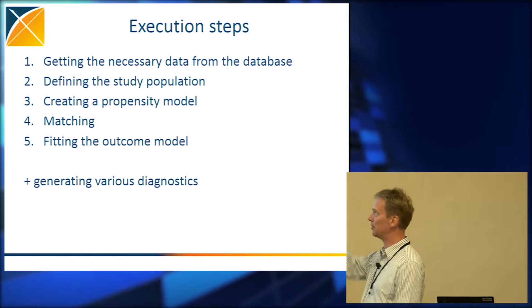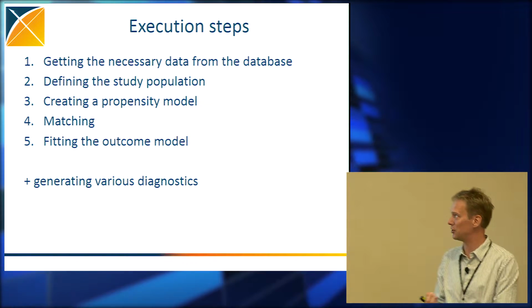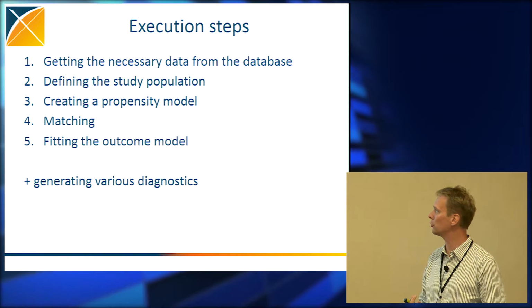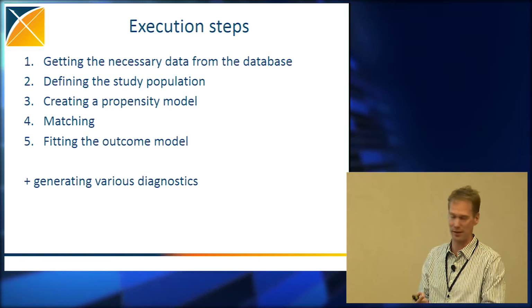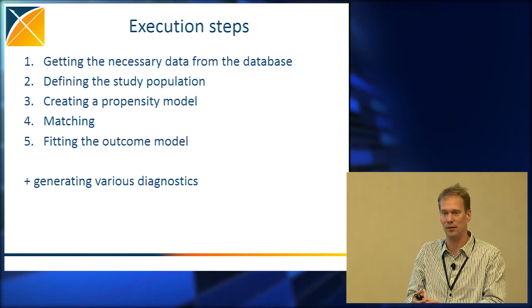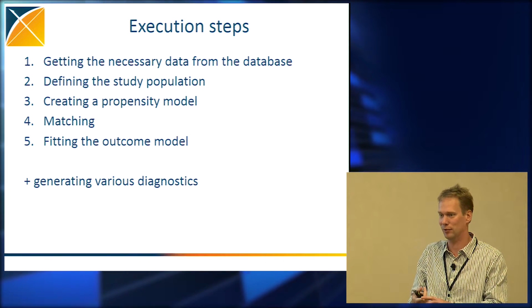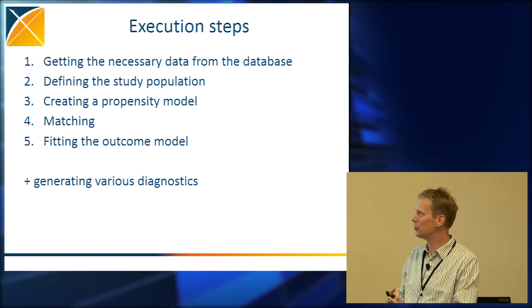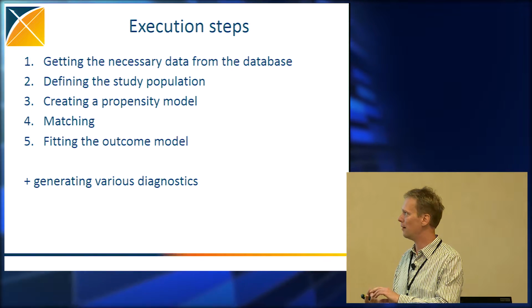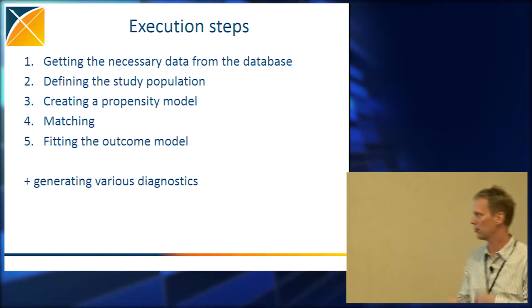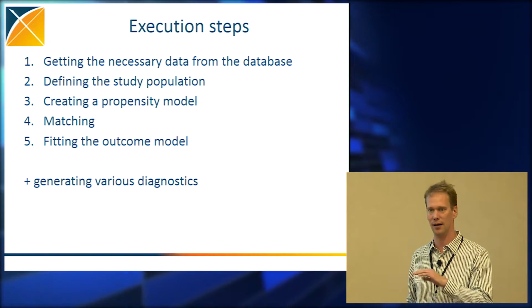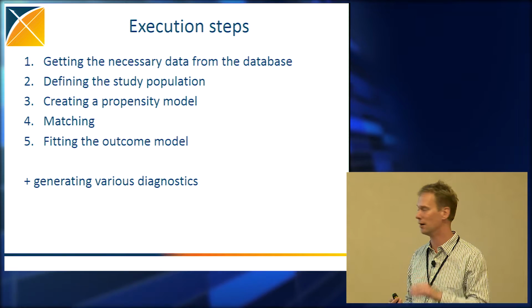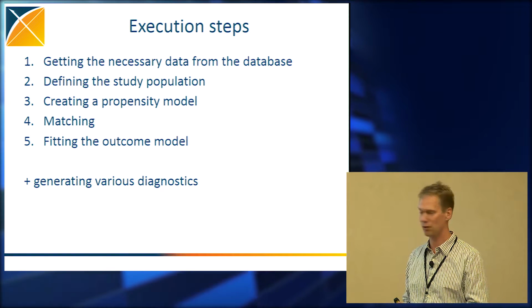So to recap, the steps taken: step 1 is getting all the data from the server into R. 2 is defining the study population. 3 is creating a propensity model. 4 is matching or trimming and matching, stratification or whatnot, using the propensity score. And 5 is fitting the outcome model. And of course, during that whole process, generating statistics like the covariate balance plots and the propensity score distribution plots.